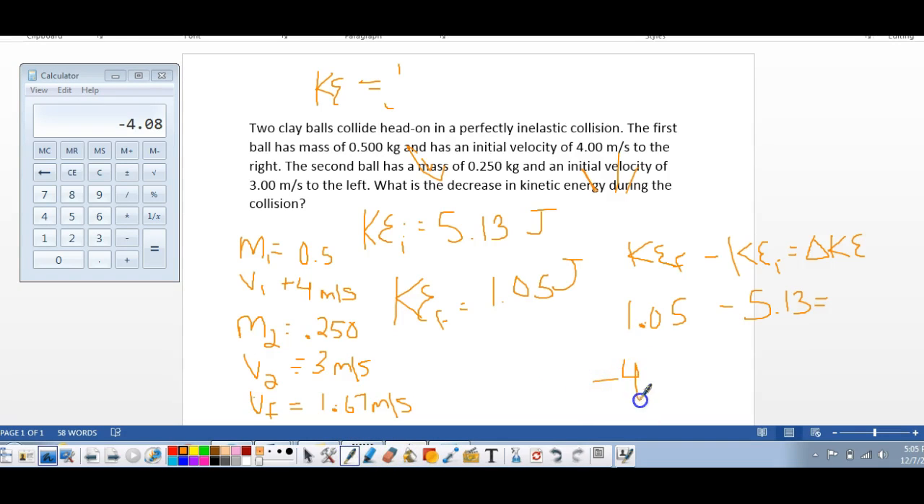So the change is negative 4.08 joules. That's the loss of energy. And that's how you do the change, or the loss, of kinetic energy for perfectly inelastic collisions. That's how you do them.